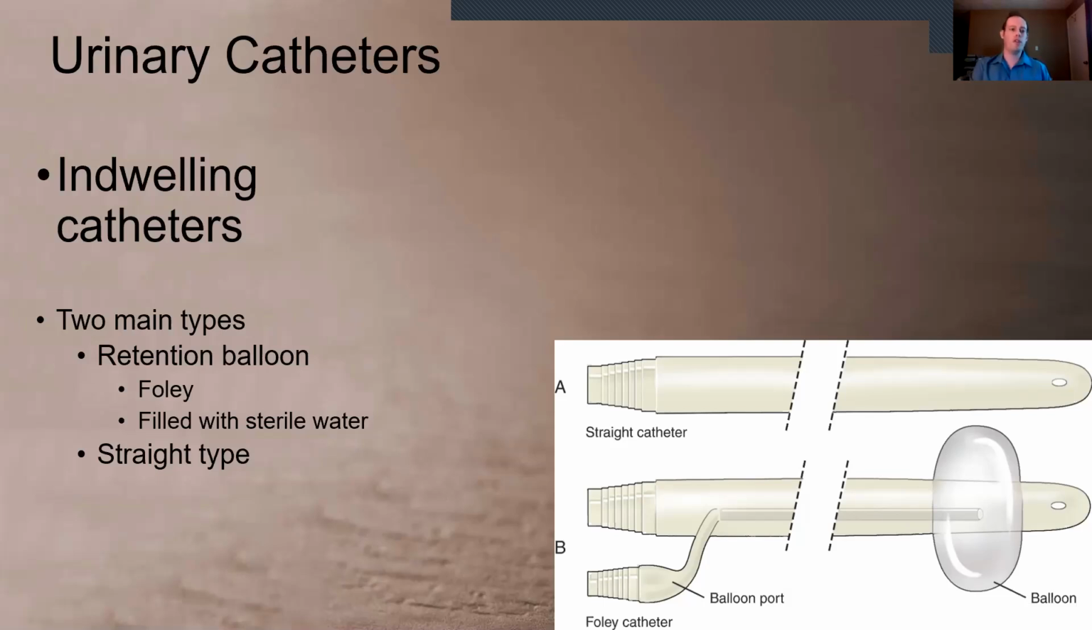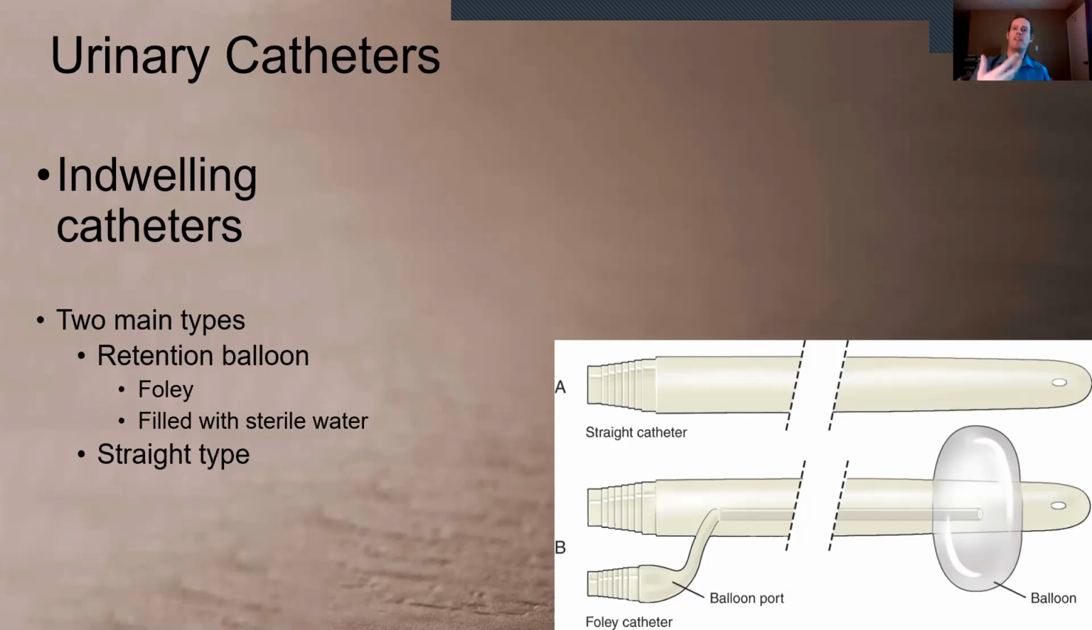So two main types of catheters, guys. We have what's called the Foley catheter, also known as a retention balloon. And we also have what's called a straight type catheter. Straight type catheter does not contain a balloon. A straight type catheter will be placed into a patient, usually held in place by somebody during a procedure or taped to the patient. Not the most effective, as you can imagine.